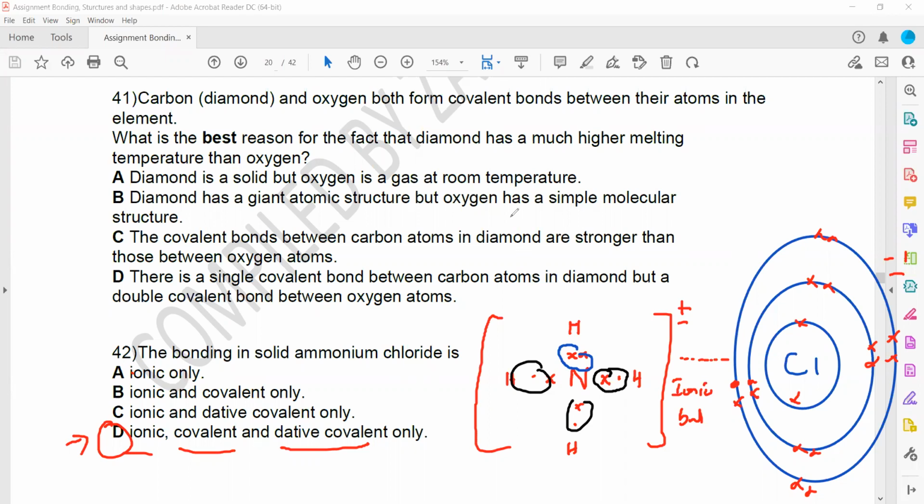There is a sharing of electrons between nitrogen and hydrogen, that is covalent. There is also a sharing of electrons between nitrogen and the other proton, but both electrons are coming from the same atom, so we call that dative. And because of the attraction between the ammonium and the chloride ion, this results in ionic bonding.